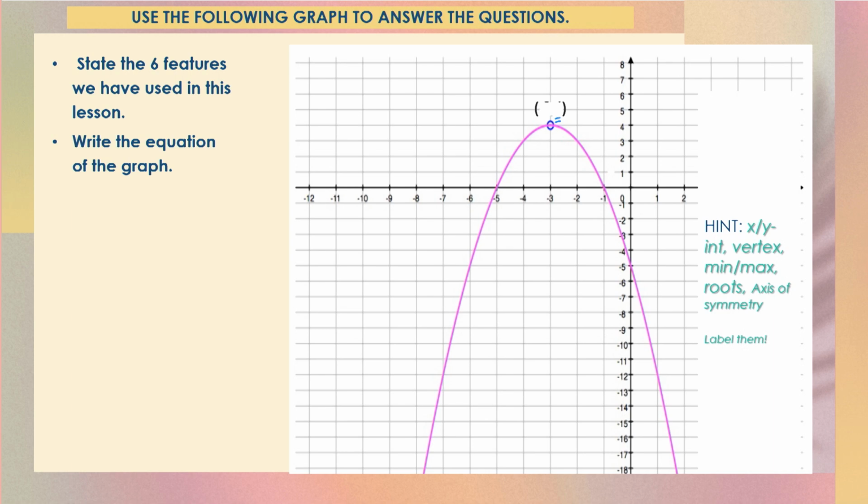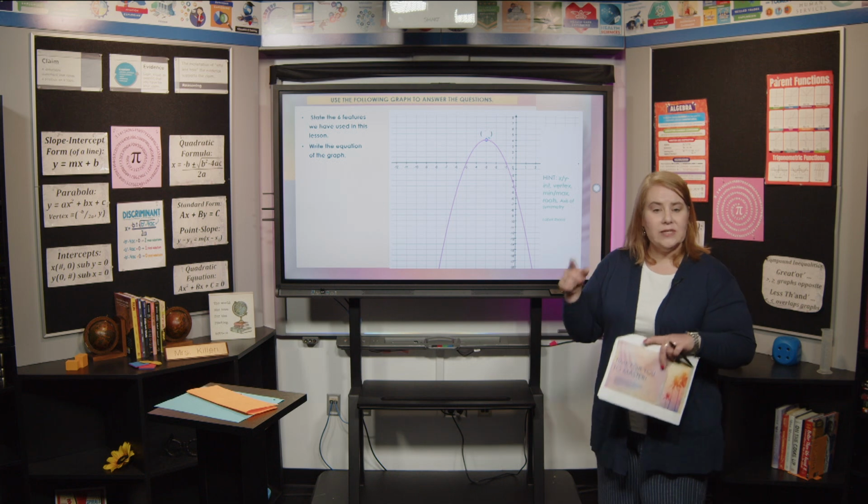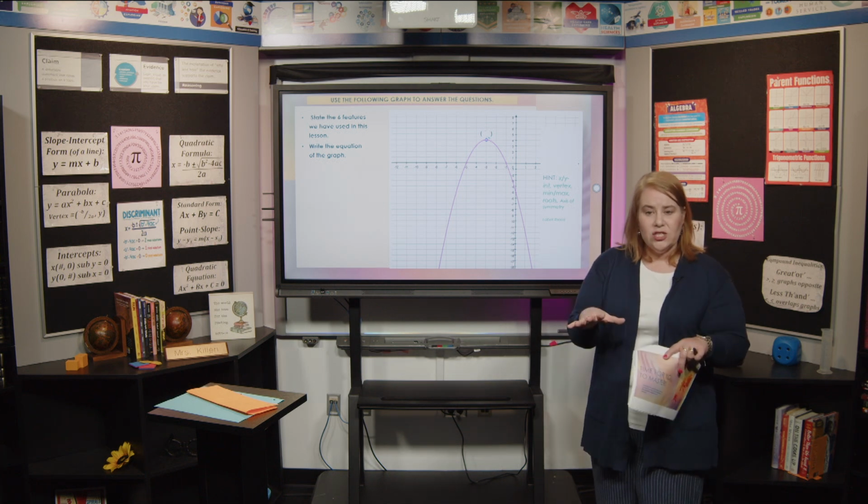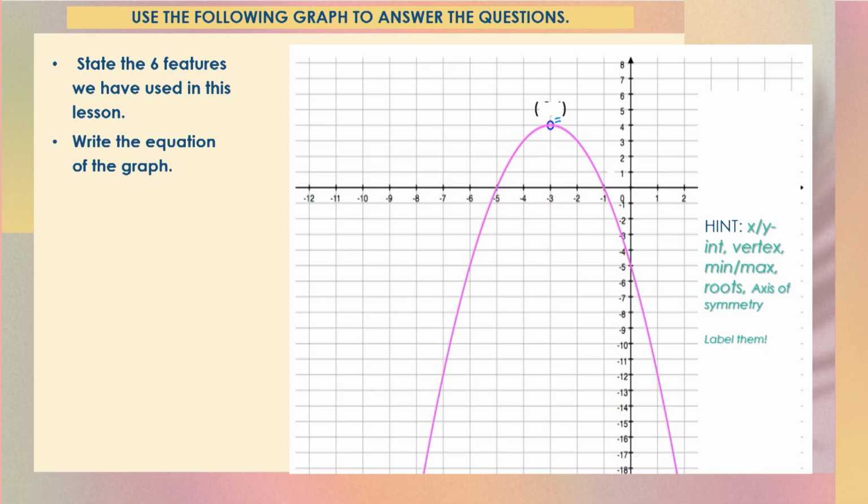Use the following graph to answer the question. State the 6 features that we've learned in this lesson, and then write an equation. And here's your hints: your x and y intercepts, your vertex, your min and max, roots, your axes of symmetry, and then label them. So go ahead, either you or you and your table partner try these, get your answers, and then come back and let's see what we got.